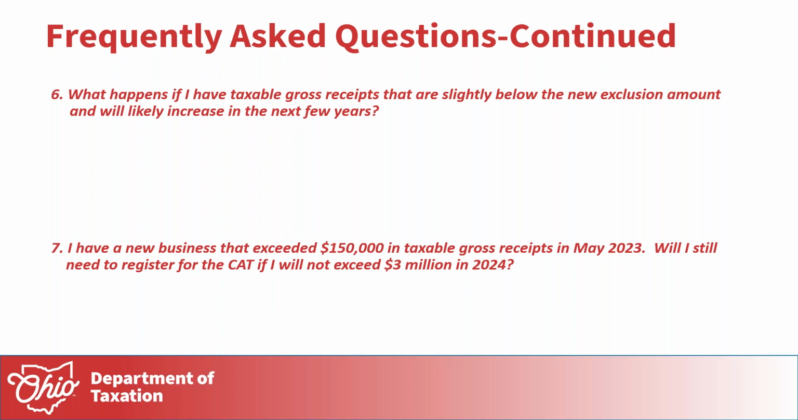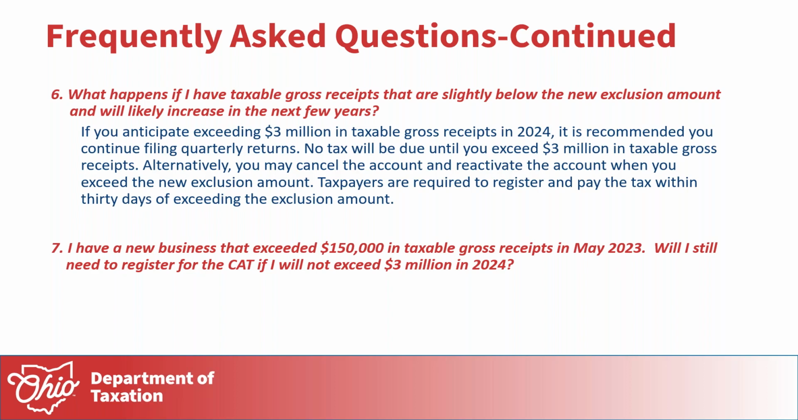For question number 6, what happens if I have taxable gross receipts that are slightly below the new exclusion amount and will likely increase in the next few years? A couple of different points on this question. If you anticipate exceeding $3 million in taxable gross receipts in the current year, 2024, we recommend that you continue filing quarterly returns. No tax will be due until you exceed that $3 million because of that exclusion amount.